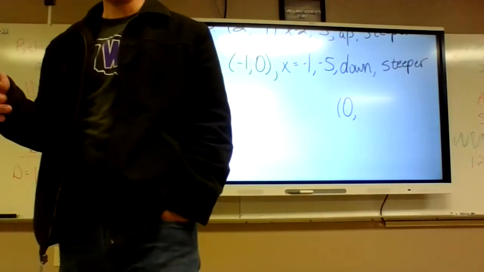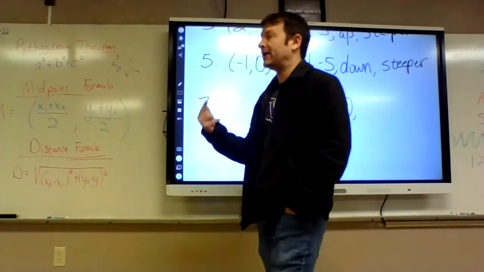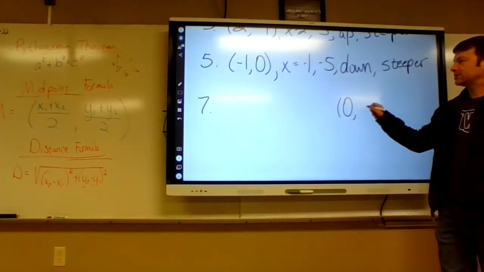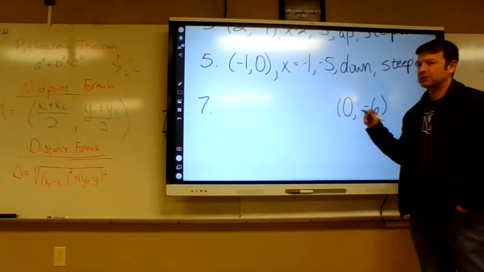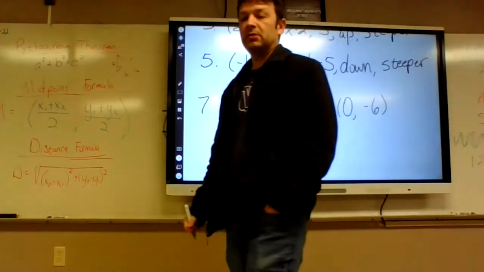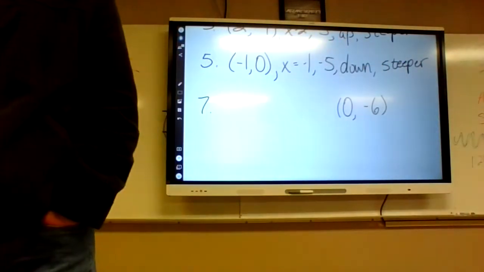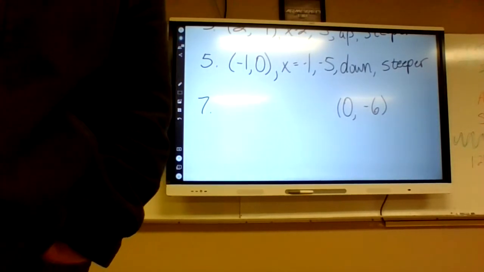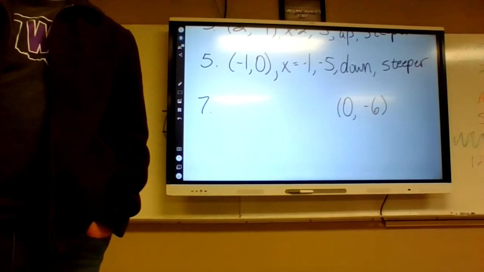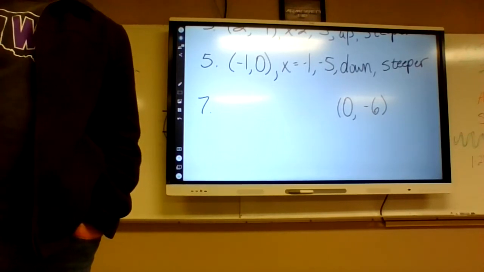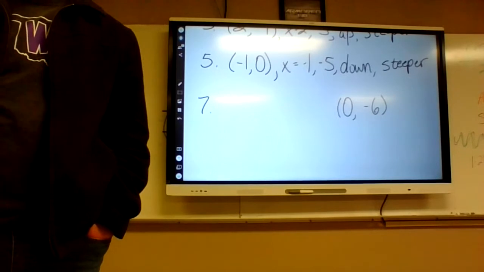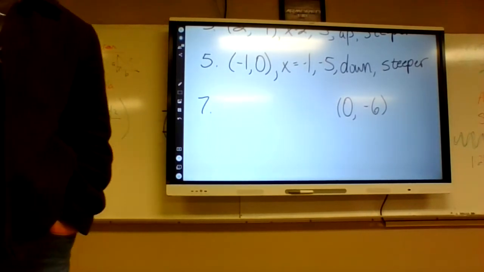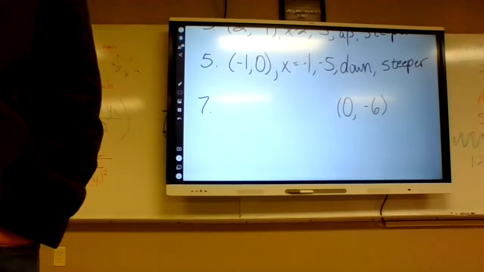The -6 on number 4 is not right next to the x, it's after the squared. So that is telling us it's going to go down 6. So do you guys see the difference between 4 and 5? On number 4, the -6 is after the x squared, so that's the up or down number. On number 5, the +1 is in parentheses with the x, so that's the left or right number.